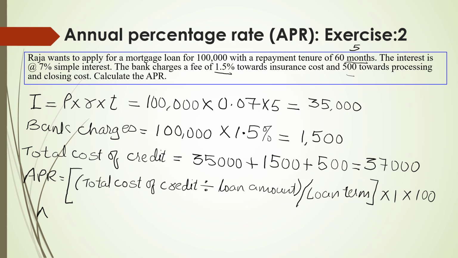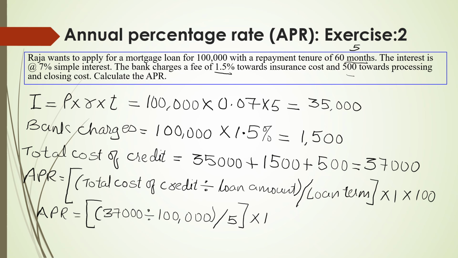Now we will replace it with the values. APR is equal to, what is my total cost of credit? What is the total cost of credit for Raja? 37,000 divided by the loan amount, which is 100,000, bracket close, divided by loan term. For how much term is it taken? It is taken for 5 years. This bracket will be closed, multiply by 1, multiply by 100.